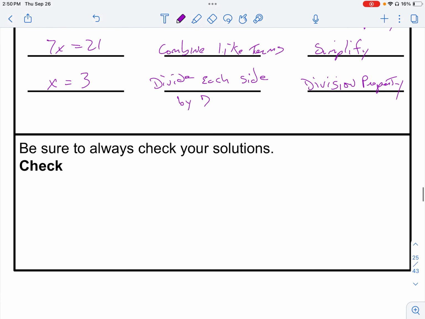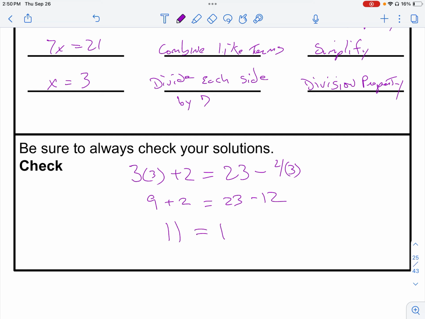But now we want to check it, plug it back in, make sure we didn't do something wrong. So we got 3x and x is 3, so we're going to plug that in. Plus 2 equals 23 minus 4x. So we're substituting 3. So 9 plus 2 equals 23 minus 12. So 11 equals 11. That is true. We are doing well.